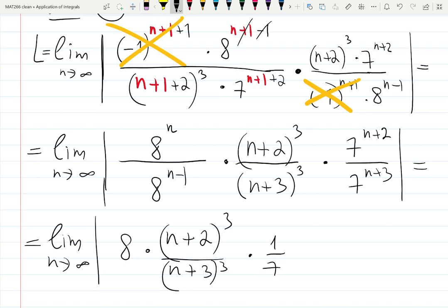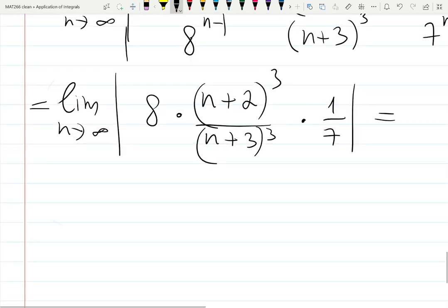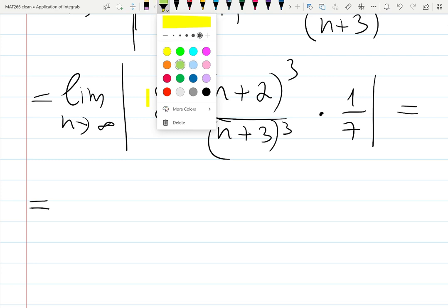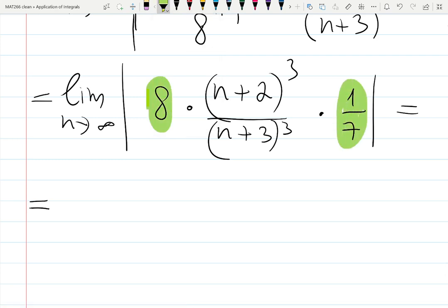1 over 7. The limit follows after this. There are two constants and a variable: n plus 2 cube over n plus 3 cube gives you a limit. What limit is that? So just let me tell you. Not important stuff, 8 and 1/7. Just kick it out. N is moving somewhere, but 8 and 1/7 are constant, so they don't move anywhere. They stay 8 and 1/7. That's why they're called constant.